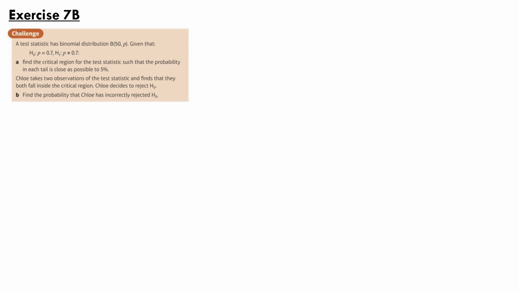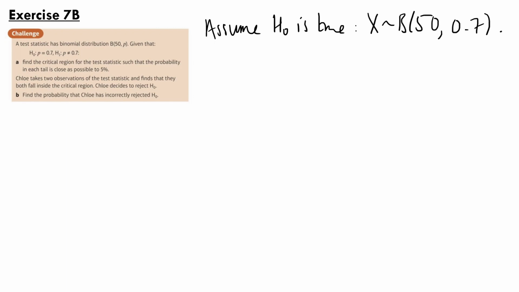So first of all, to do any calculations, we need to assume that H0 is true. So we get that X is binomially distributed with n equals 50 and p equals 0.7. So looking at the lower end of the tail first, we need to find a value c such that the probability X is less than or equal to c is as close as possible to 0.05.